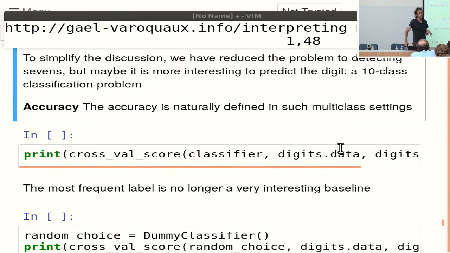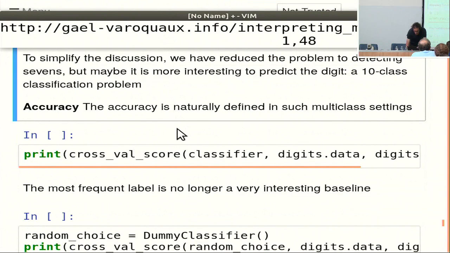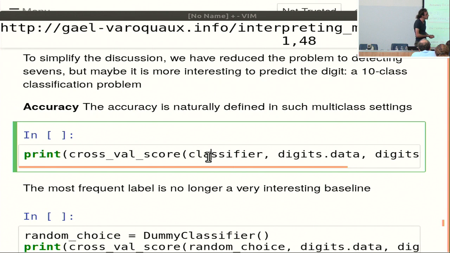Now, I've simplified the problem right now. I can keep it here. I've simplified the problem a lot because I've looked at only a single class problem. I'm only predicting, so far, sevens versus something else. Many settings are multi-class problems, but in which case the precision and recall are less naturally defined. They're defined per class. So the accuracy is very well naturally defined in a multi-class setting.